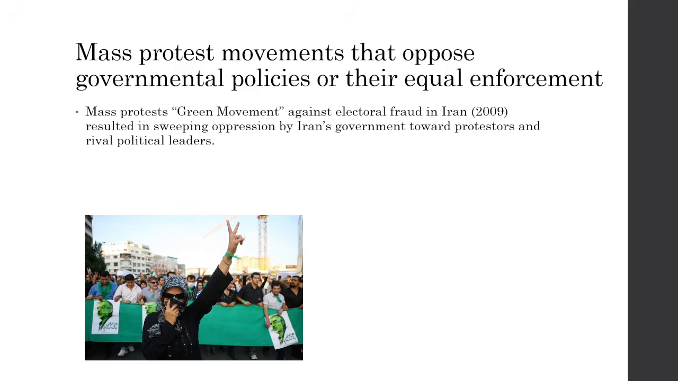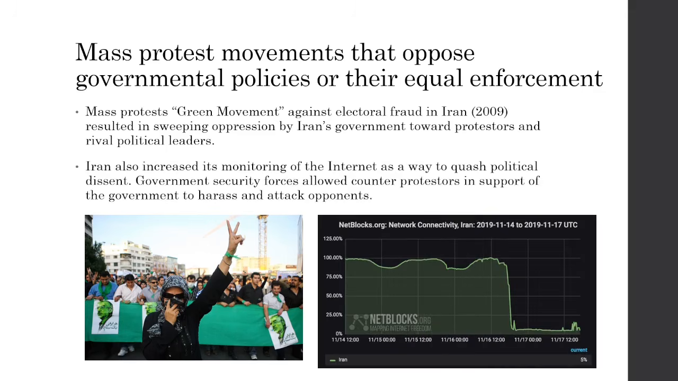Let's look at Iran. So there was a mass protest called the Green Movement against electoral fraud in the 2009 election. Iran's government swept the opposition, the protesters and the rival political leaders, and they increased their monitoring of the internet significantly to counter the protests in support of the government. Later on, the government actually shut down the internet for 6 days. I believe this was in 2019, following the protests. And I think this is what this graph shows. It shows that activity because they shut down the internet for 6 days because of how much dissent there was. That's a very big sign of authoritarianism and political instability.